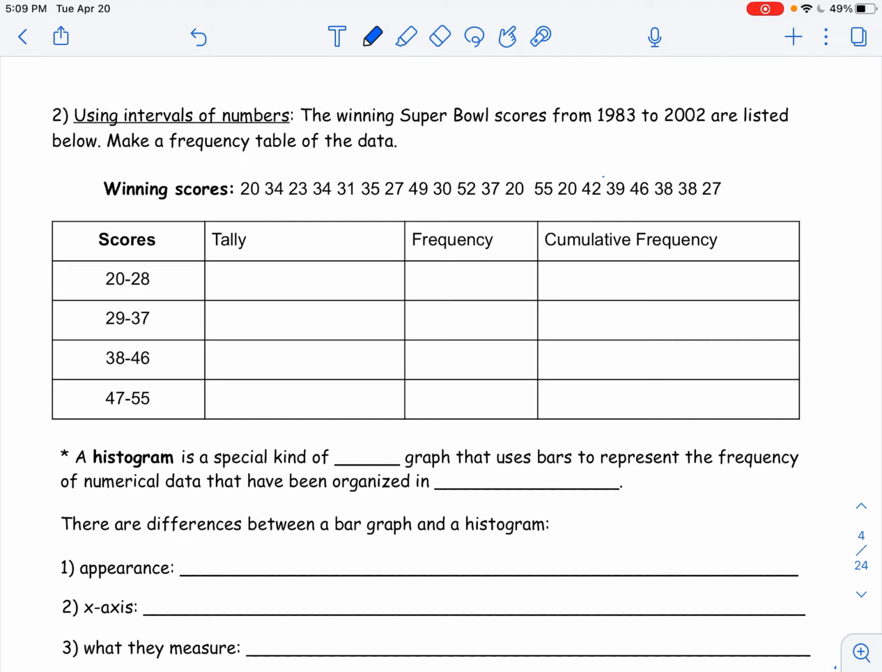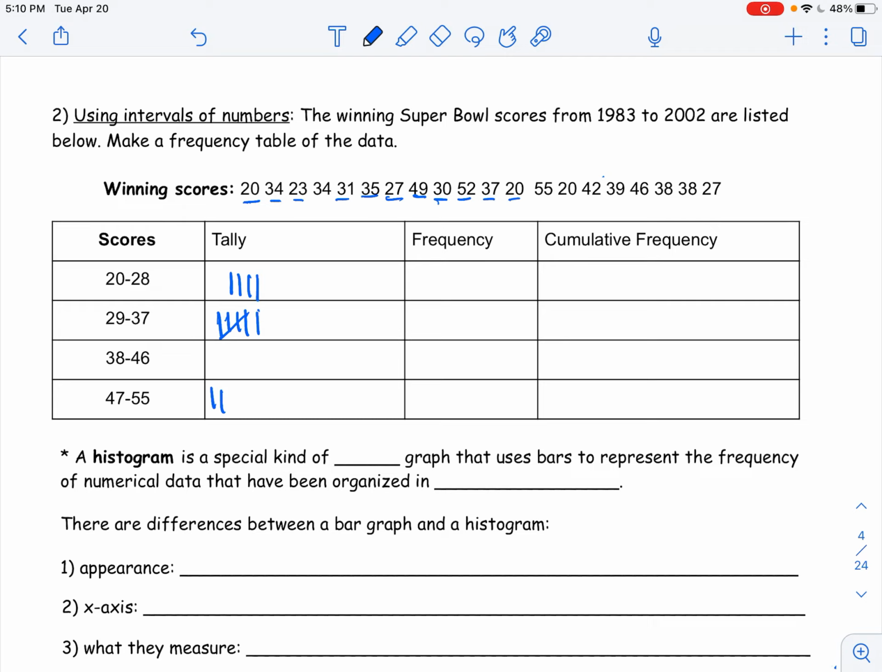So now let's take a look at an example with intervals of numbers. The winning Super Bowl scores from 83 to 2002 are listed below. Make a frequency table of the data. All right, so again, just using your tally marks, make a hash mark for each of these intervals. So this first one, 20, will go right in here. 34, 23, 34, 31, 35, 27, 49, 30. I'm just marking little marks underneath so I don't lose track of where I'm at.